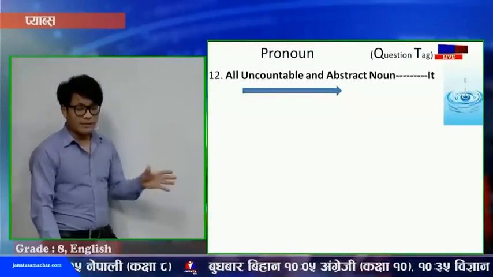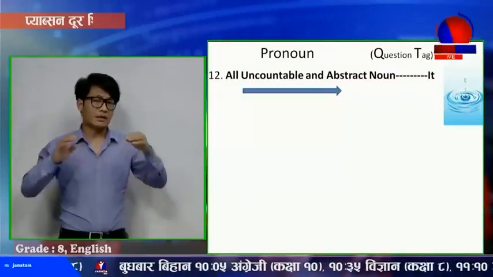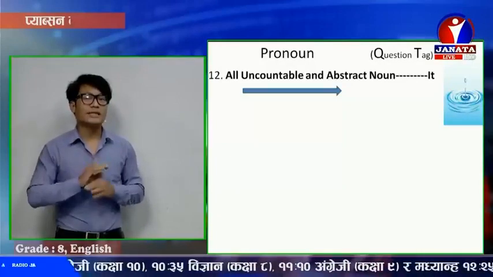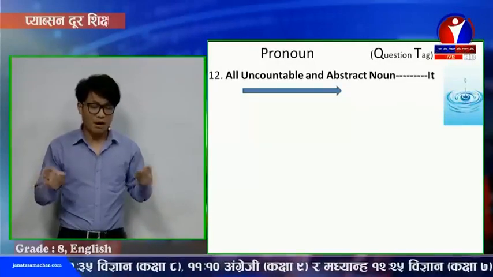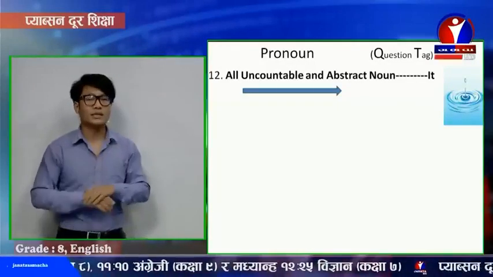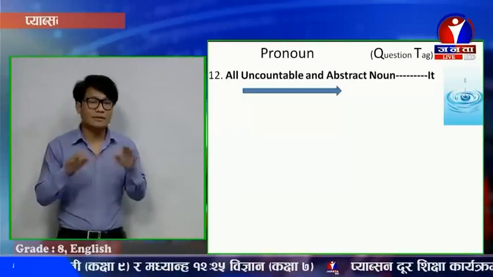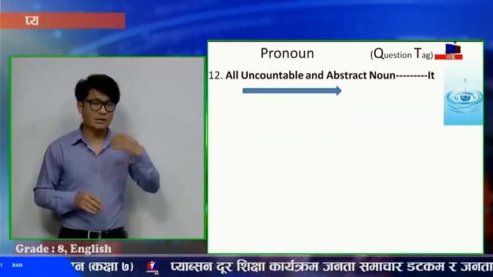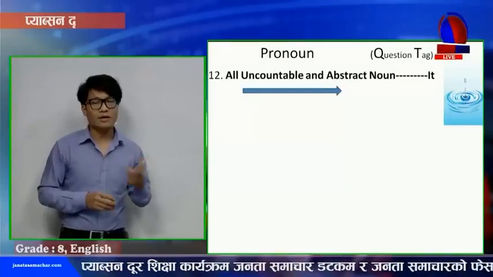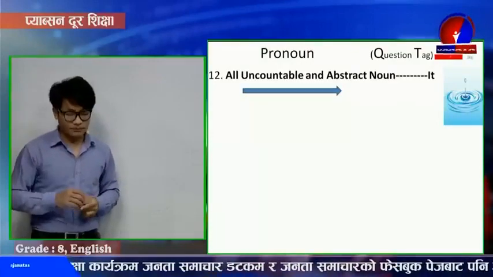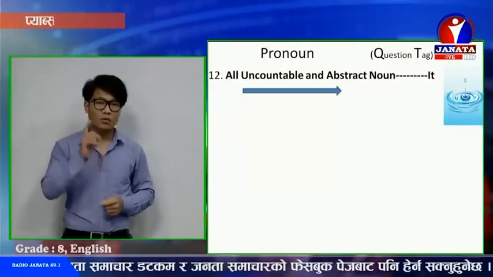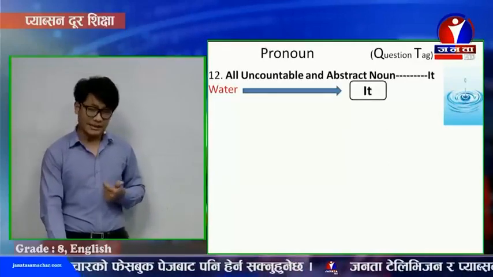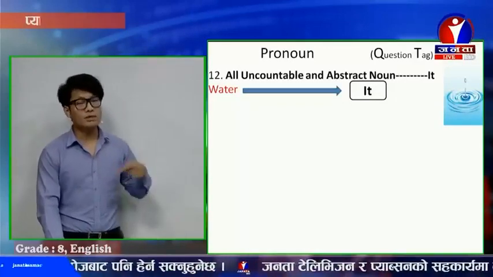All uncountable and abstract nouns. Let me remind you, an uncountable noun is a noun which cannot be counted in number. An abstract noun is a noun which cannot be touched, which cannot be seen, it can just be felt. Like love, hate, and water, these are uncountable nouns. So in the place of an uncountable noun, we use the pronoun "it." Like water, it. And if there is love, then we use the pronoun "it."